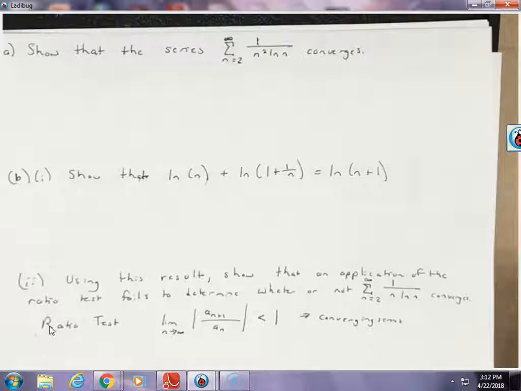This problem will help refresh our brain on some of our series tests. So this first one says, show that the series of the summation from n equals 2 to infinity of 1 over n squared ln n converges. Okay, and so one test that we could use is the comparison test.